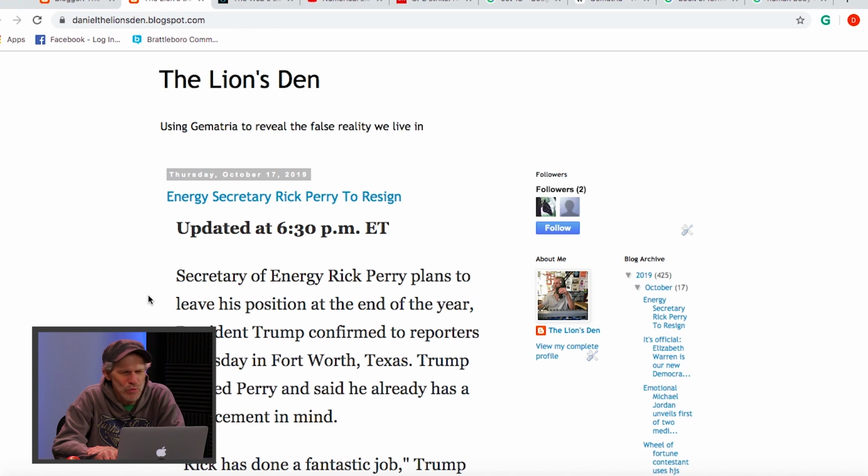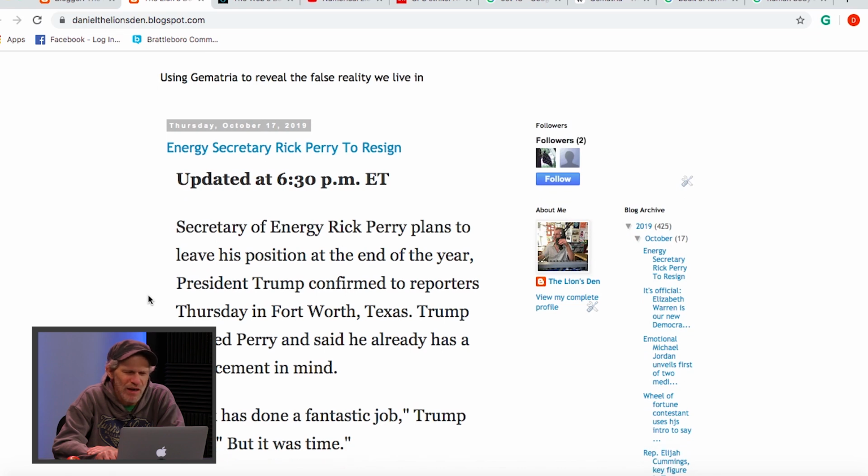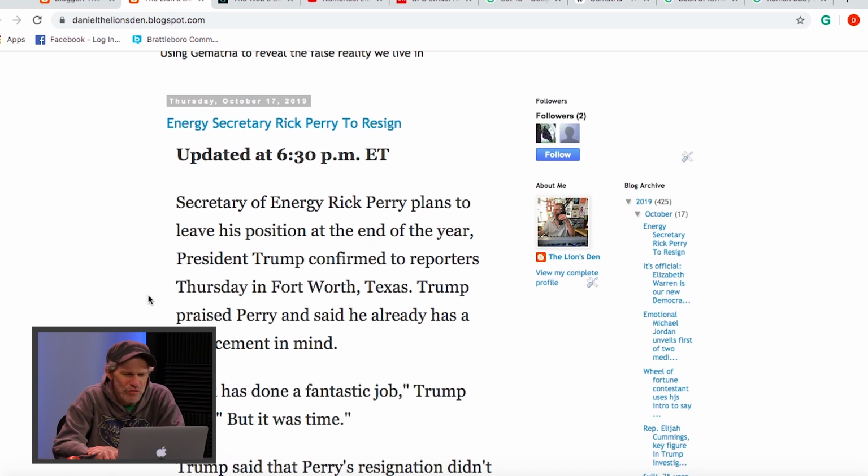President Trump confirmed to reporters Thursday in Fort Worth, Texas. Why was he in Fort Worth, Texas? I'll show you that in a minute. Trump praised Perry and said he already has a replacement in mind. "Rick has done a fantastic job," Trump said, "but it was time."